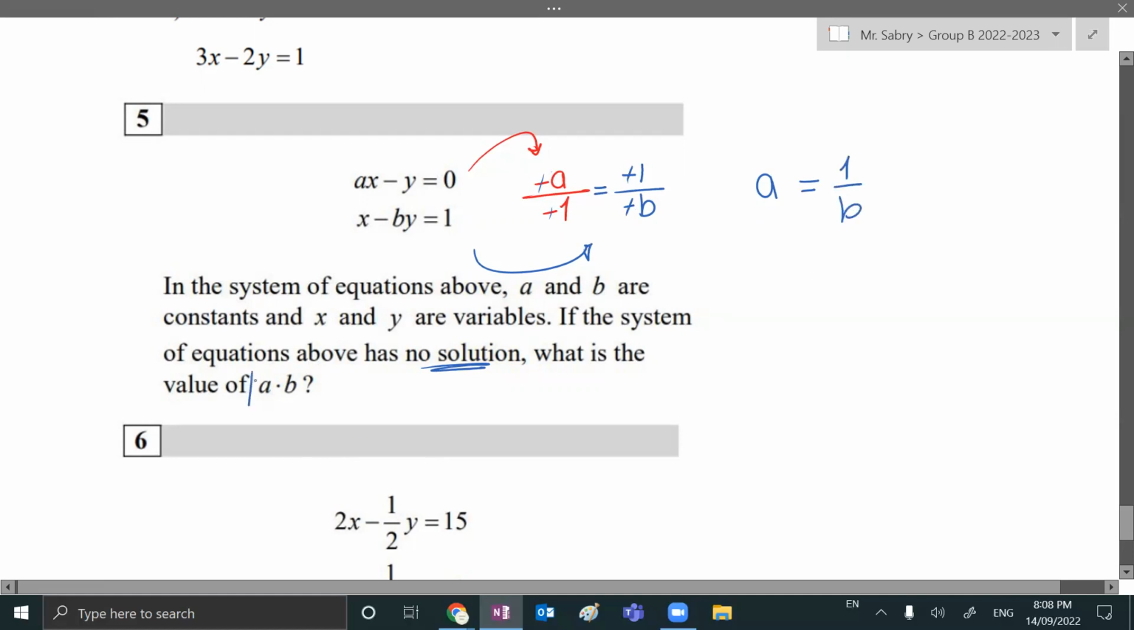When you look at what's wanted now, they just want me to find a times b. So all I need is to put the a and the b next to each other. And to do that, I just need to move b to the other side by multiplication. So I'll have a times b equals, and what's remaining on this side is just the 1. So that's the value of a times b clearly. Does that make sense?